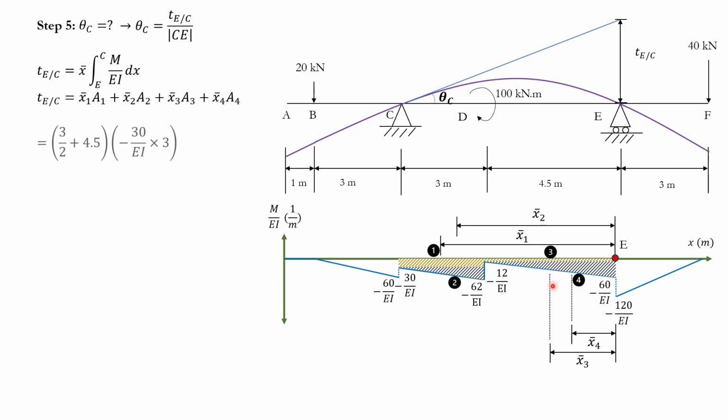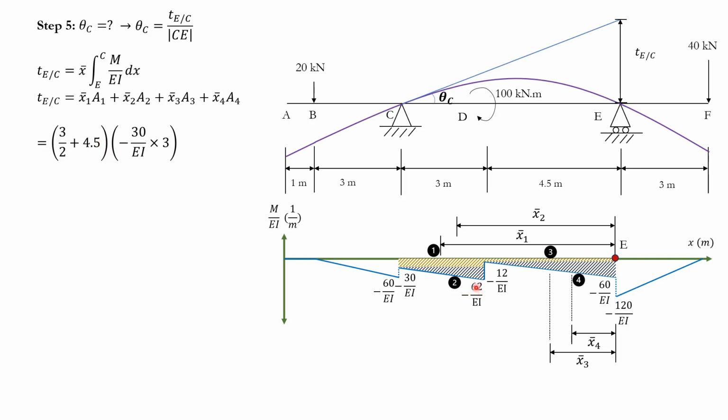Okay, and so one by one, we just have to find what all these values are. So we start with the area 1 that we have here. For the rectangular area, I have what? Negative 30 over EI multiplied by length, that is 3. So that is my area there. What is the distance or lever arm? What is x1 bar? It is the distance from half of this to here. So half of this, which is 3 over 2, 1.5, plus the whole length here, 4.5. Simple as that. So 3 over 2 plus 4.5. That's it.